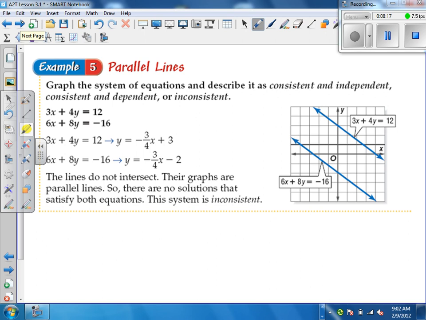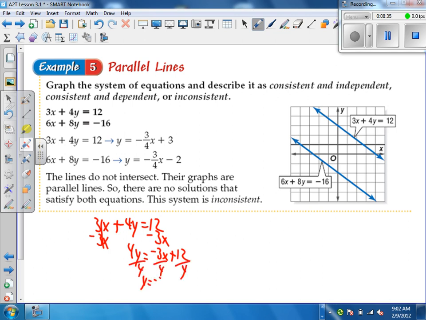Parallel lines. So let's go through the process like we've done on the last few problems of solving for y. So 3x plus 4y equals 12. We're going to subtract 3x. So 4y is equal to negative 3x plus 12. We're going to divide by 4. So y is negative 3/4 x plus 3, which is what they're showing you right there. Negative 3/4 x plus 3. 6x plus 8y is equal to negative 16.